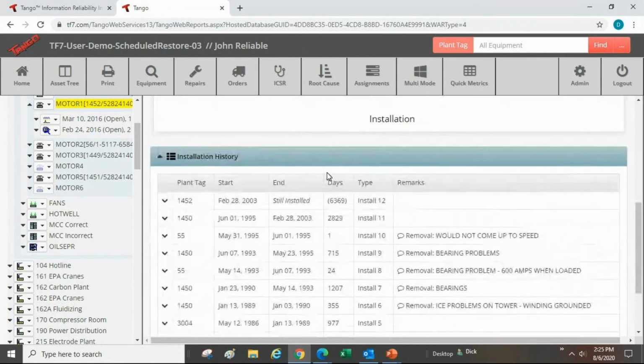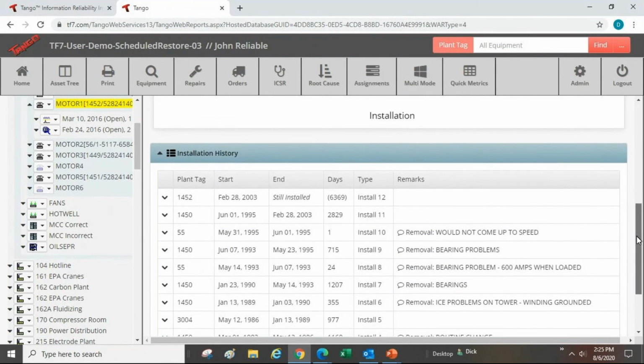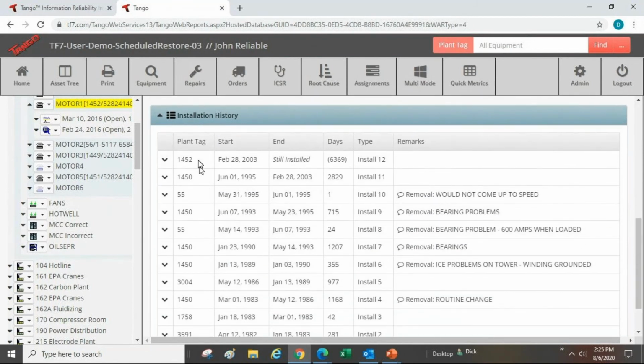If I want to see that history, here are the details rather than looking at a bar chart. The one that's installed is still there because this is a demo database. It's a very large number of years. But back in 1995, we had a single day and a motor. This would have been a repair problem or an installation problem where the motor wouldn't come up to speed. Prior to that, from May to June of 1995, I had a motor that was installed in 93, removed in 95, and it was tag number 1450, so it lived a couple of years in this location.